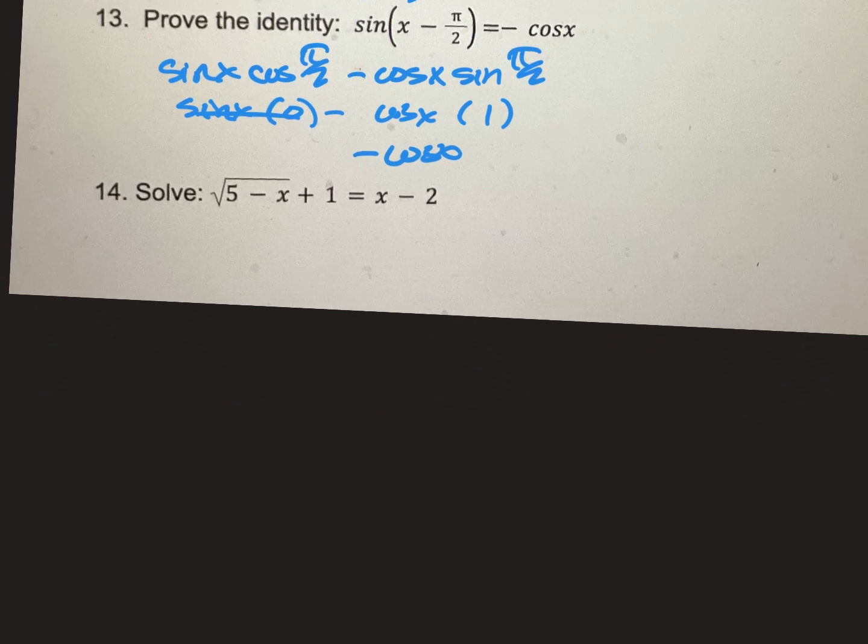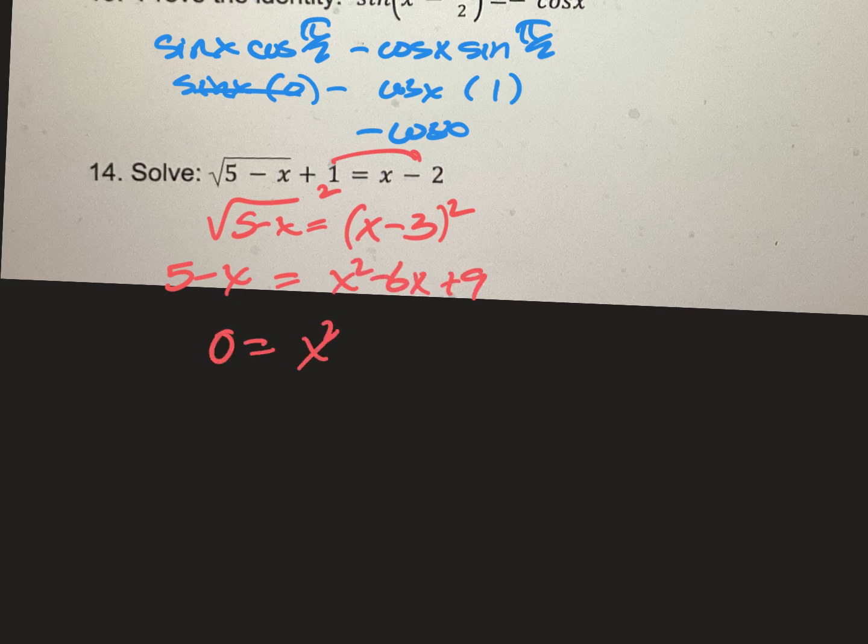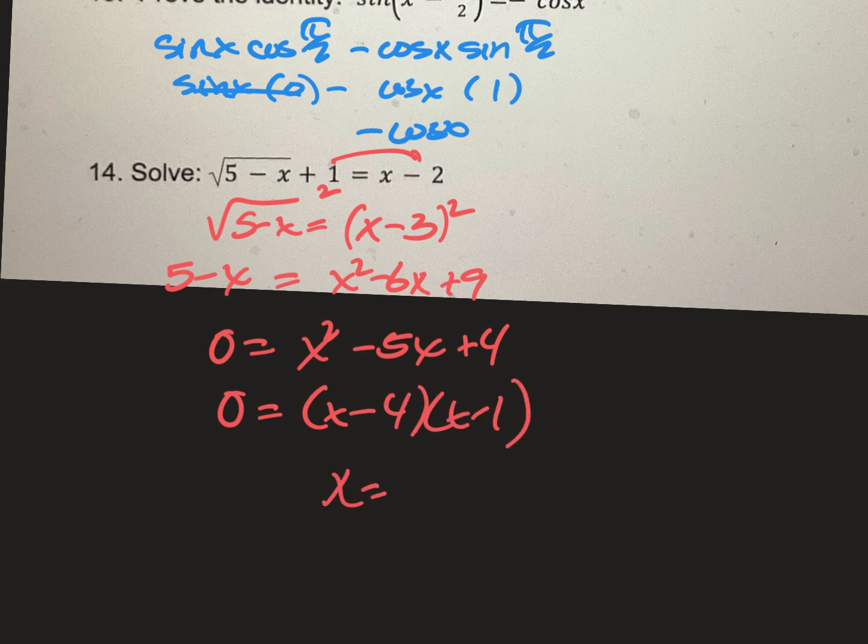Number 14, almost there. Start off, let's move that 1 over. It's been a while since we've done one of these. Then I'm going to square both sides. If I square that side, I just get 5 minus x. If I square this side, I'm going to square, multiply, double, square. And because I have a square, I need to move everything over. I'm moving the x over, it gives me negative 5x. Move that 5 over, gives me a positive 4. Factor that thing, get x minus 4, x minus 1, which gives me these two answers, 4 and 1.